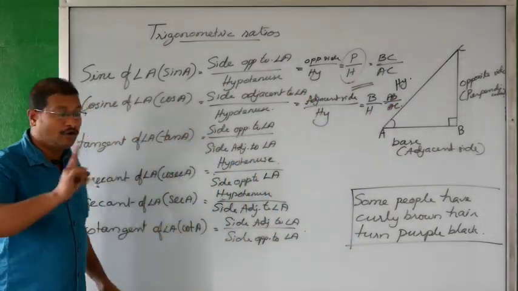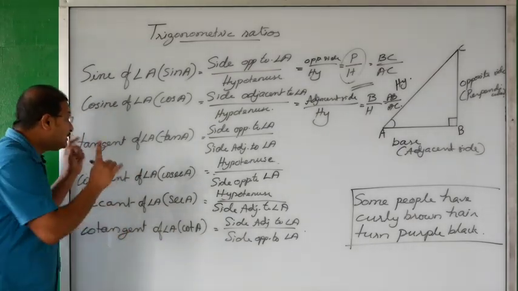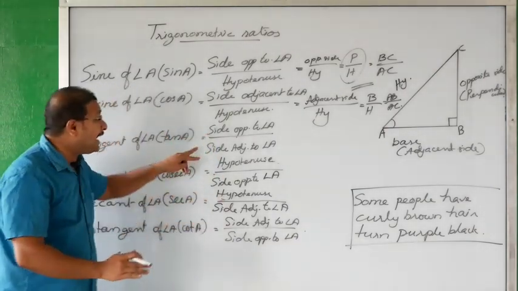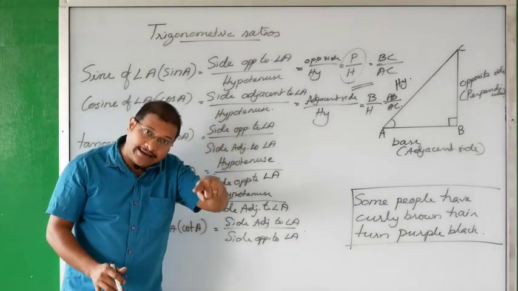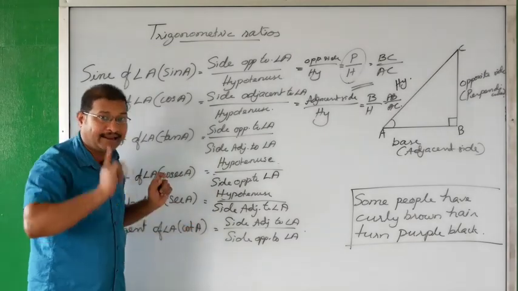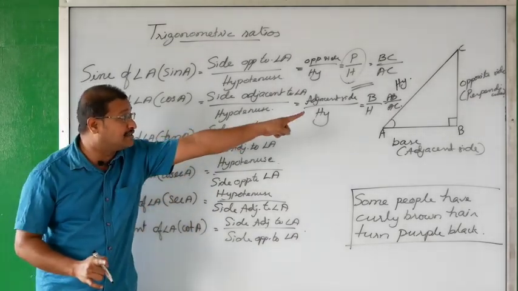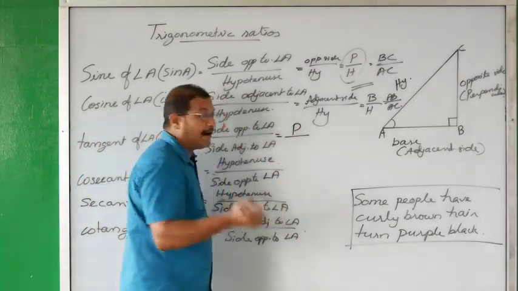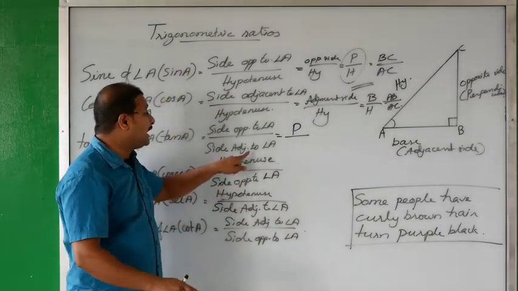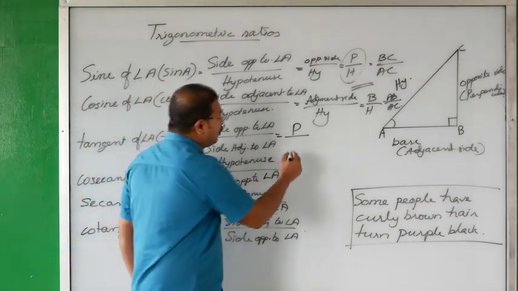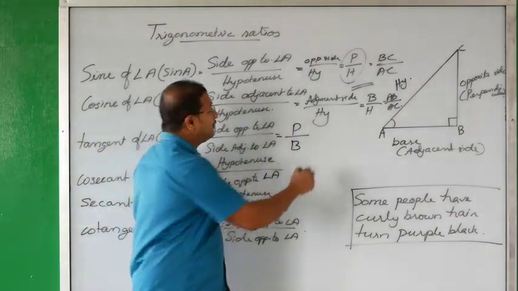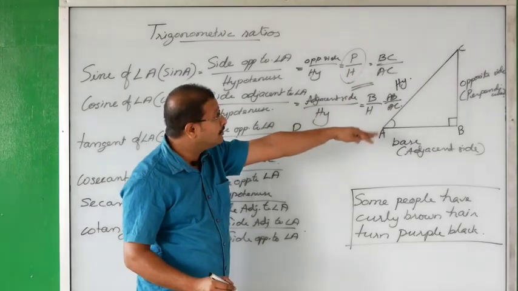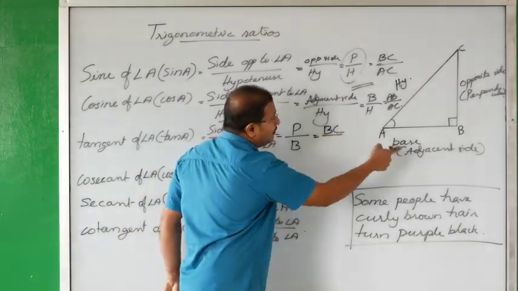Now, the next one, the third one. Tangent of angle A, we call it tan A. Tan A equals side opposite to angle A divided by side adjacent to angle A. Side opposite to angle A is the opposite side, otherwise perpendicular, by base. Side adjacent to angle A is the adjacent side, called base. So we got P by B, where perpendicular or opposite side is BC, by base AB.